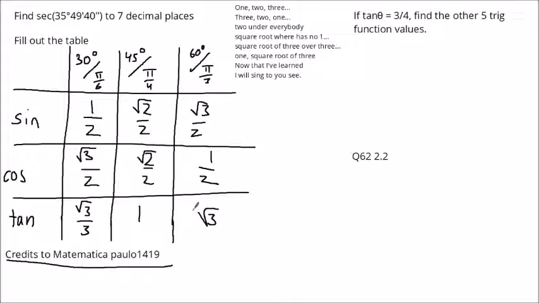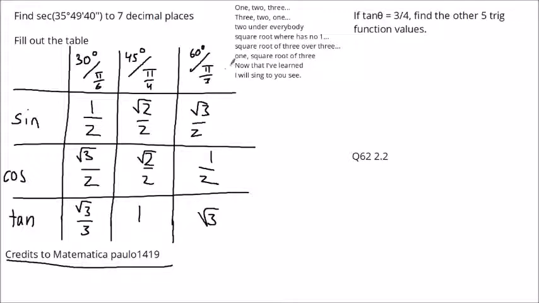Right? So 1, 2, 3, 3, 2, 1. If you want to find tan of 45, square root of 3 over 3, 1. 1 is where it stops, so you automatically know it's 1, right? Or cosine of 60. 1, 2, 3, 3, 2, 1, 1, 1, and then 2 under everybody. So it's 1/2 automatically, right? Because where has no 1? There's a 1 in 60, so there's no square root.